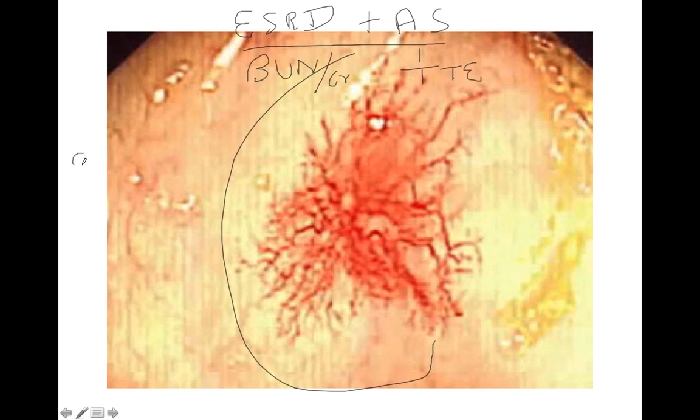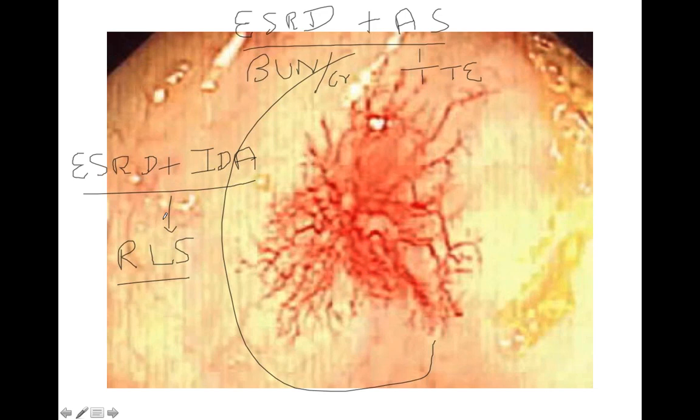End-stage renal disease plus iron deficiency anemia, it is associated with which disease? Can you tell me? Any idea? It is restless leg syndrome. So we have end-stage renal disease plus aortic stenosis, it is angiodysplasia, and renal failure plus iron deficiency anemia, it is restless leg syndrome. That is neurology stuff. This way you should be able to correlate things.